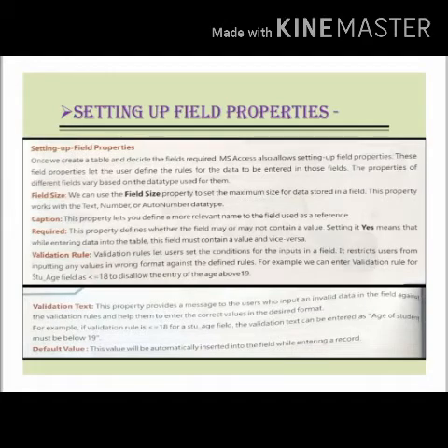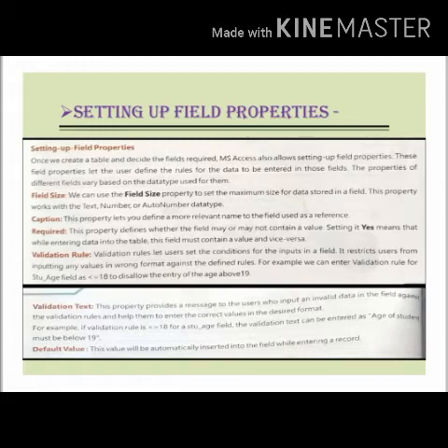Validation rule. Validation rules let the users set the condition for the inputs in a field. It restricts the user from inputting any values in the wrong format against the defined rule. For example, we can enter a validation rule for the stu_age field as less than or equal to 18 to disallow the entry of an age above 19. We can set the criteria like that so that no other student is able to join the list or table.